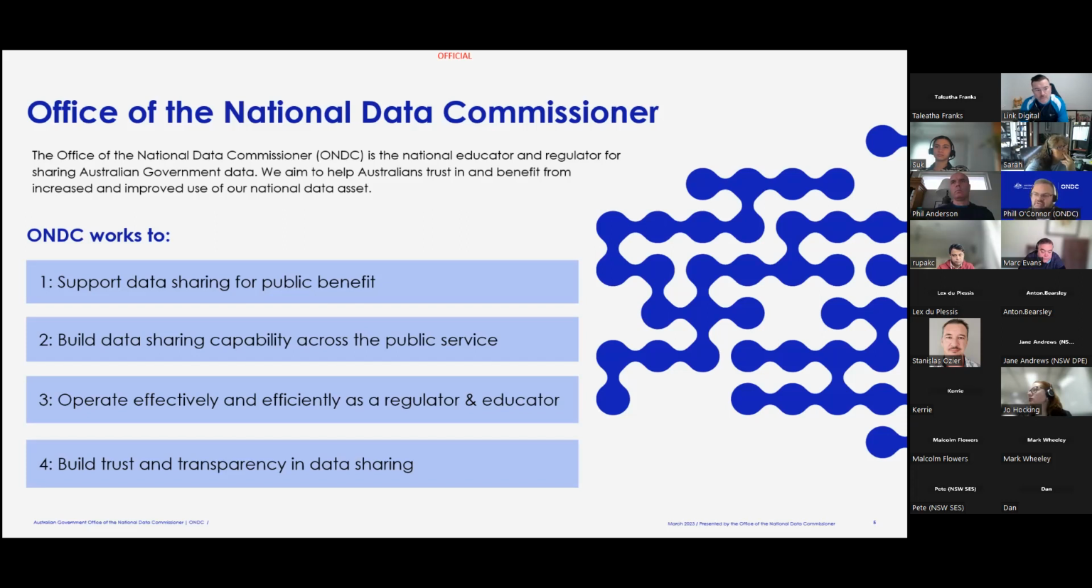What's the ONDC trying to do? We're trying to support data sharing for the public benefit. We're going to build the data sharing capability across public services, operate effectively and efficiently as a regulator and educator, and build trust and transparency. That sounds easy, but a lot of the things in there are building capacity, sharing knowledge, building trust, and making things more transparent. That has an educative role. So you can see where the pattern of that is going, for uplifting the skills within the agencies, as well as getting a requirement for input into the ONDC.